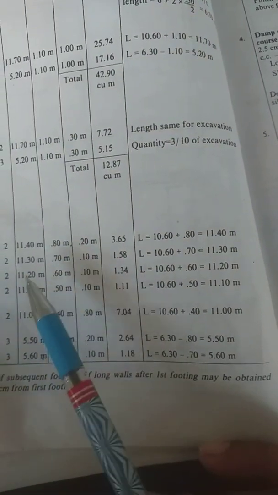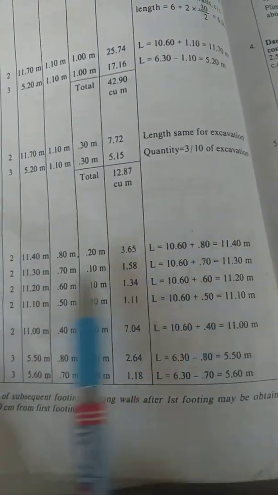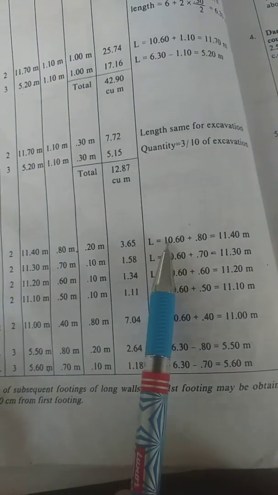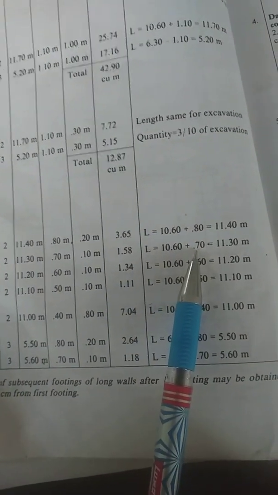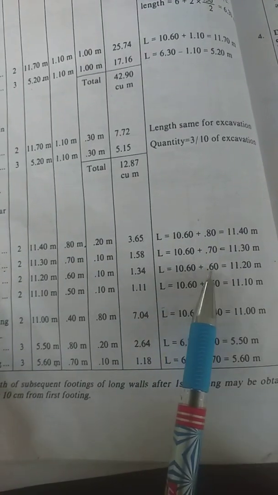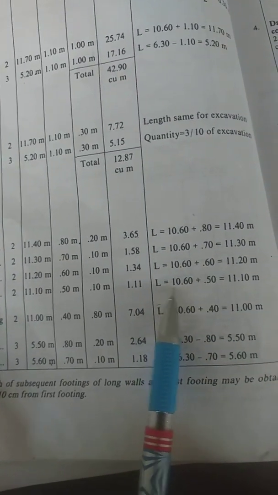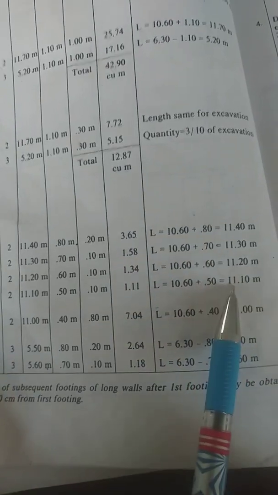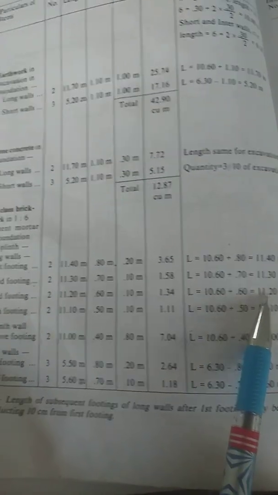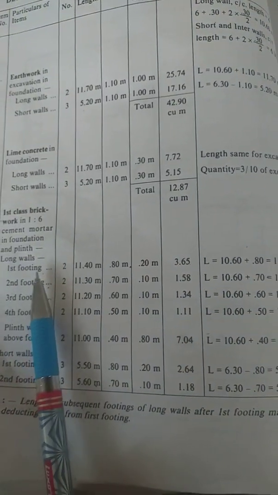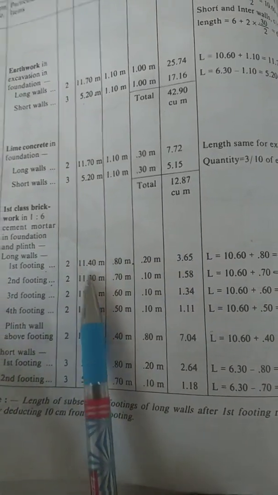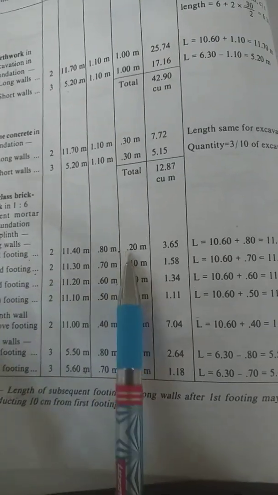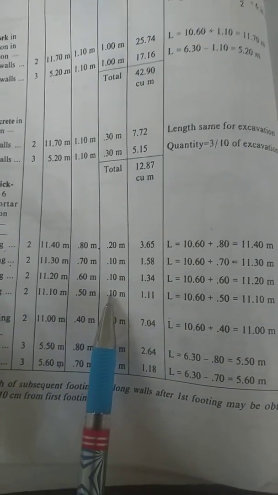Similarly for length, this length will be again center to center distance plus the one full width, center to center distance plus one full width. You will get the total length of the wall at first footing, at second footing, at third footing, fourth footing, like this. So in this way you can calculate the length, and width and height you can directly get from the cross section.